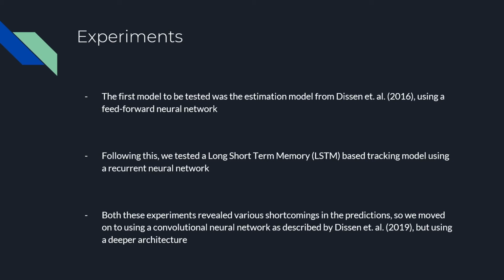However, we ran into some issues that we will explain shortly with the recurrent architecture, and so we moved back to trying to improve the estimation architecture. Using work done by Dissen et al. in 2019, we decided to use another way of introducing nonlinearity into the model called a convolutional neural network. This is a network that uses the convolution operation to achieve nonlinearity, and we improved upon the architecture described by Dissen et al. by using a deeper architecture that allowed us to make better predictions.